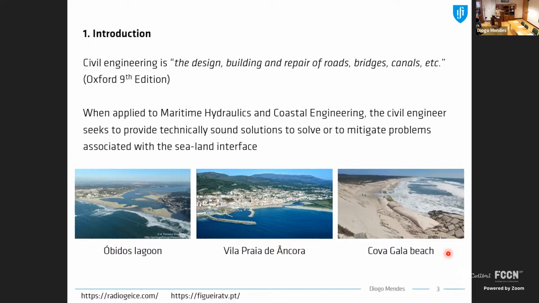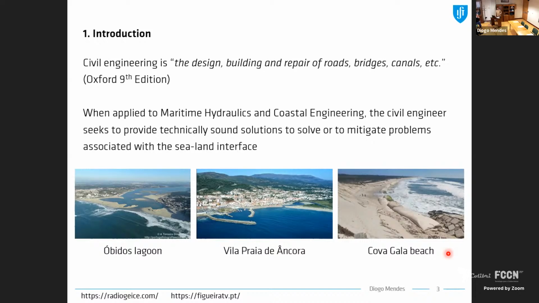For example, on your left, you see the Aveiro Lagoon example. This lagoon has a problematic issue: it closes every 3 or 4 years, and the closure of the Aveiro Lagoon promotes problems associated with water quality. So dredging works to take out sediments from the inlet channels are a common work at this lagoon.